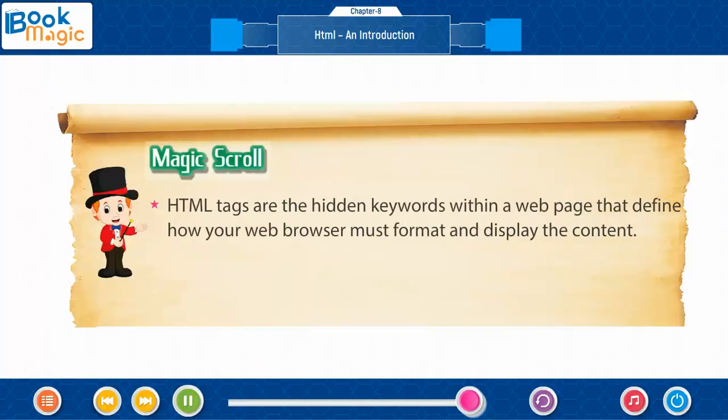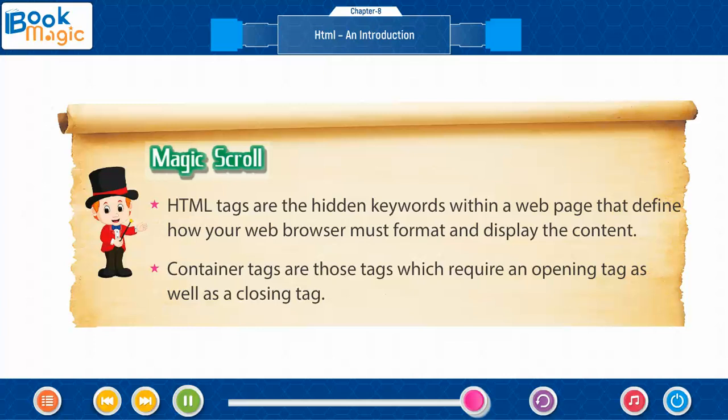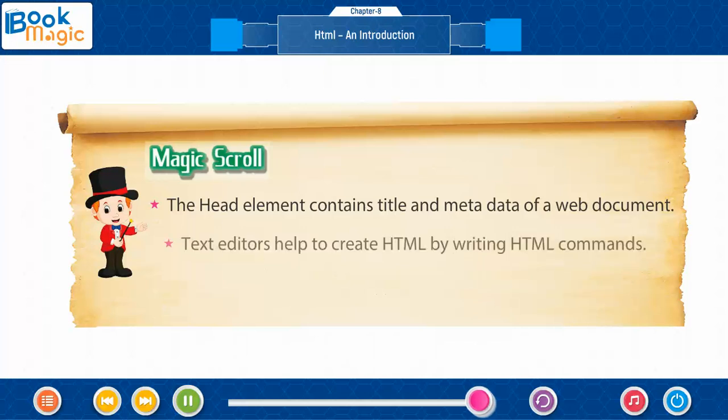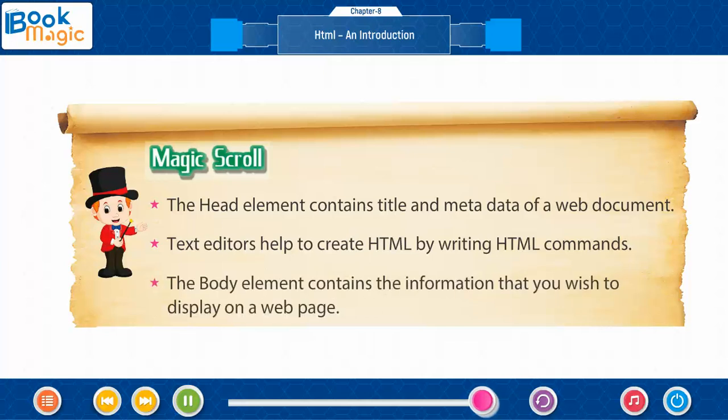Magic Scroll. HTML tags are the hidden keywords within a web page that define how your web browser must format and display the content. Container tags are also tags which require an opening tag as well as a closing tag. The head element contains the title and metadata of a web document. Text editors help to create HTML by writing HTML commands. The body element contains the information that you wish to display on a web page.